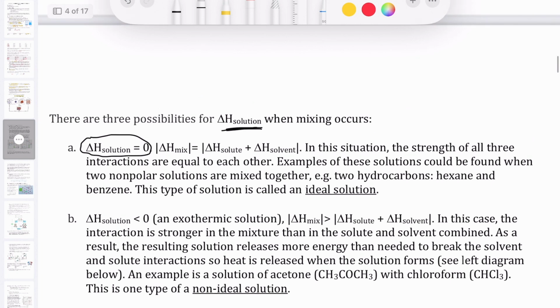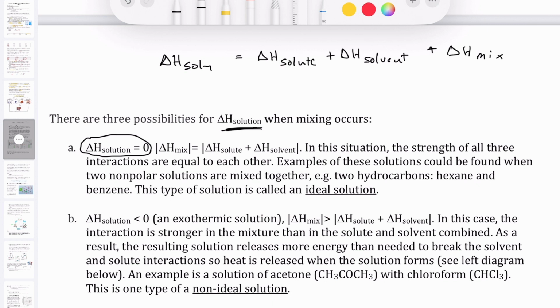And again, this will happen if you think about the delta H of solution being composed of delta H of solute, delta H of solvent, and delta H of mix, with these two being positive and this one being negative. You will get a delta H of solution close to 0 if the delta H of mix has an absolute value that is about the same as the sum of these two numbers.